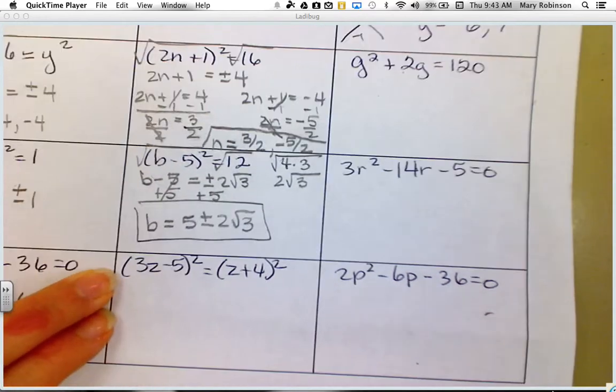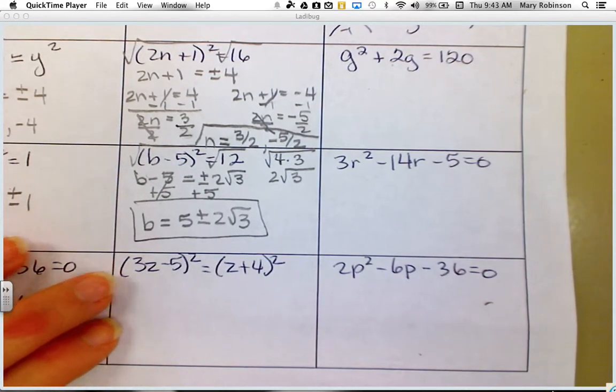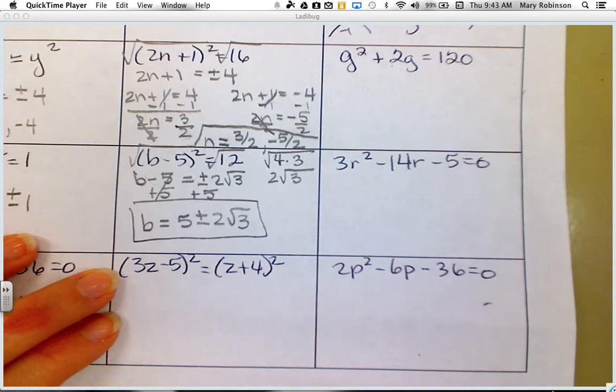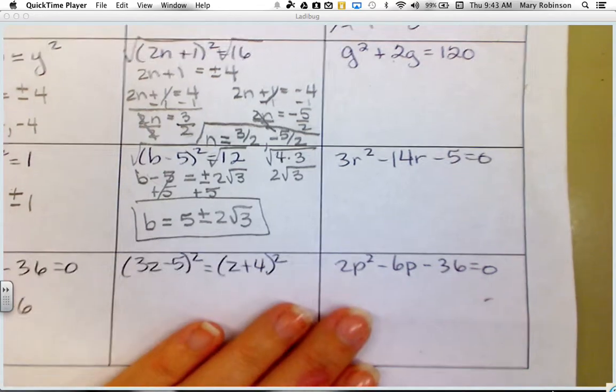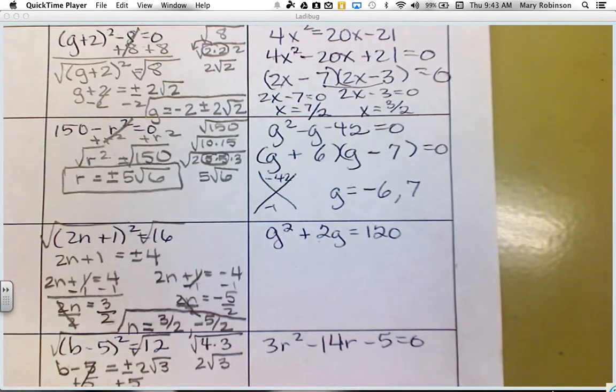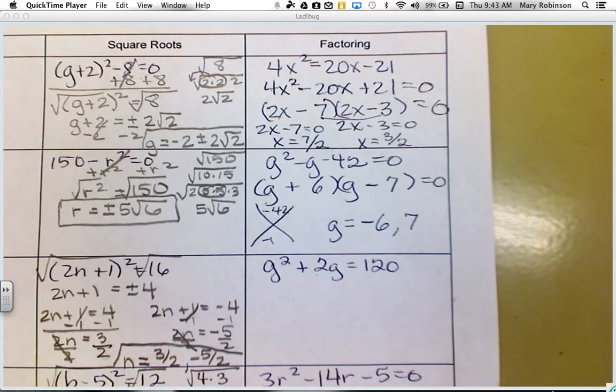Alright, so for this one here, we're going to come back to this in just a minute. It involves a little more work because I want to talk about what it means when we graph it. So let's pick back up in factoring. Factoring yesterday, we did the first two.